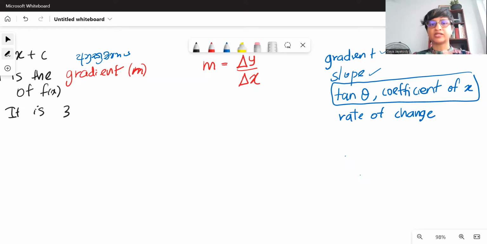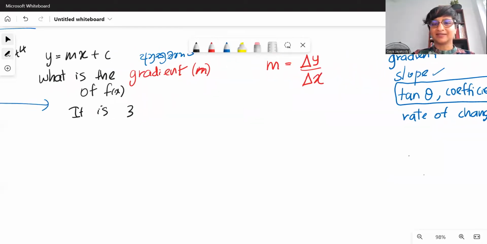I'll say that in both English and Sinhala again. If you want to write it down, write it down. Rate of change of y with respect to x. That means, when x changes by 1 unit, by how much does y change? Okay, rate of change. So gradient, slope, rate of change, they all mean the same.